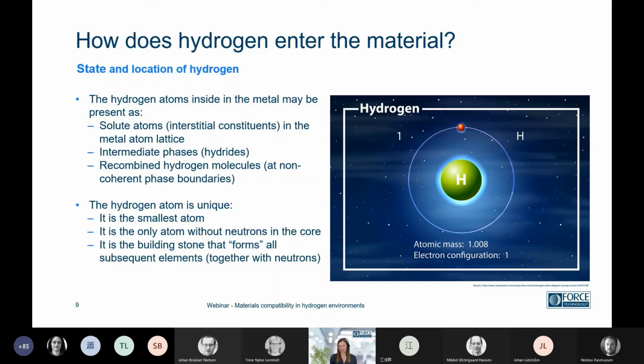It can be as an intermediate phase like hydrides. We often see this in titanium. This is also unwanted, and it can actually recombine to H2 inside the material and cause small explosions.